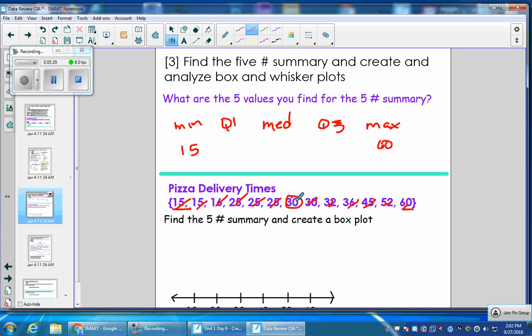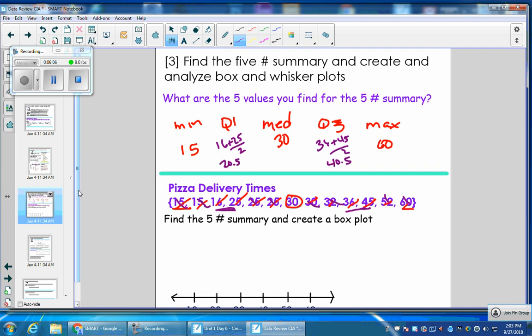It's 30. And then remember our Q1 is the lower part. It's between these two, so remember we add and divide by 2. That gives us 20.5. And then our Q3 should be the same between these two, so 36 plus 45 divided by 2 gives me 40.5. So then all I do is plot that on our number line down here.